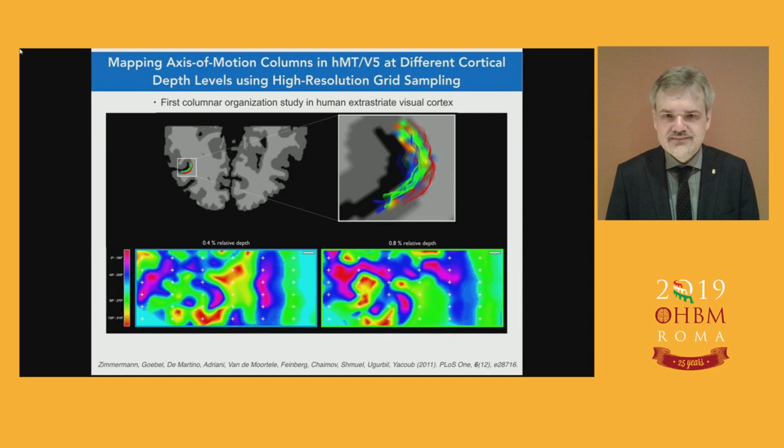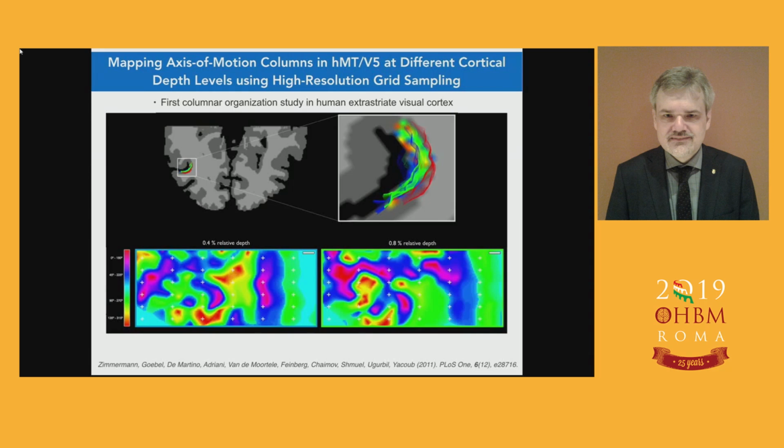You see on the left upper side this little piece of colored cortex. These are the depth layers we put in MT, in the human MT, mapped MT, localized MT. See this a bit zoomed in on the right side. And on the lower side, you see two depth planes. With this grid technology here, they are just flat grids. You can just visualize them as is. And you see now the different axis of motion colors. So these are 4 different axes of motion mapped. So these were the first maps of columnar organization in extrastriate cortex in the human brain.